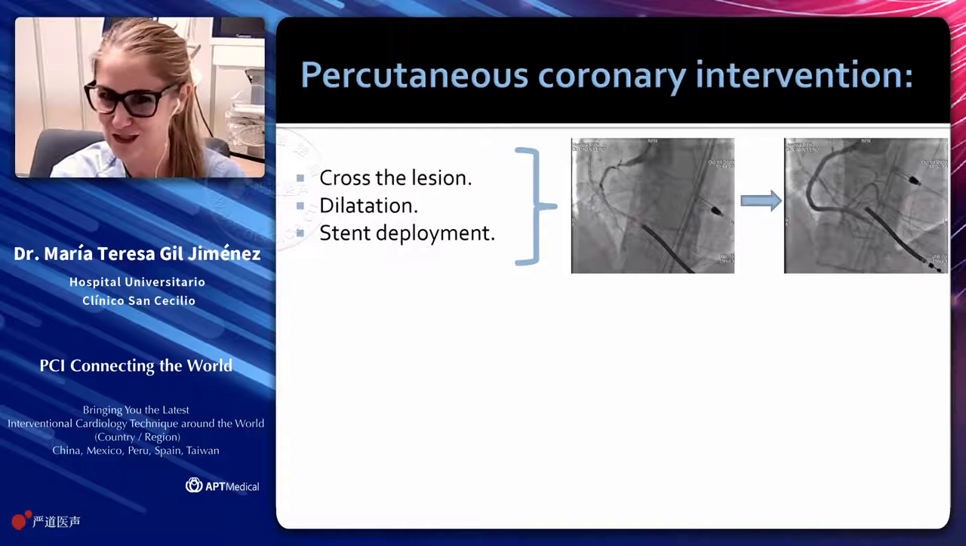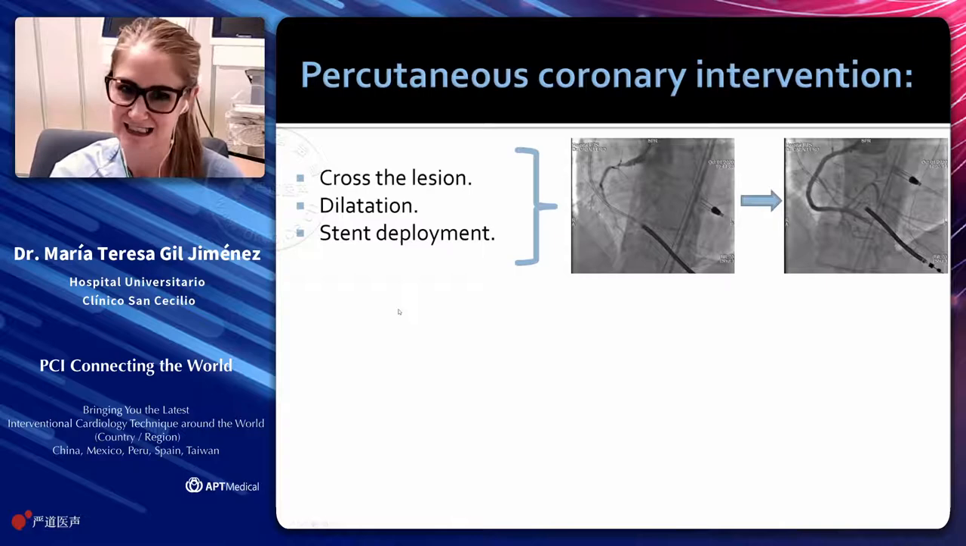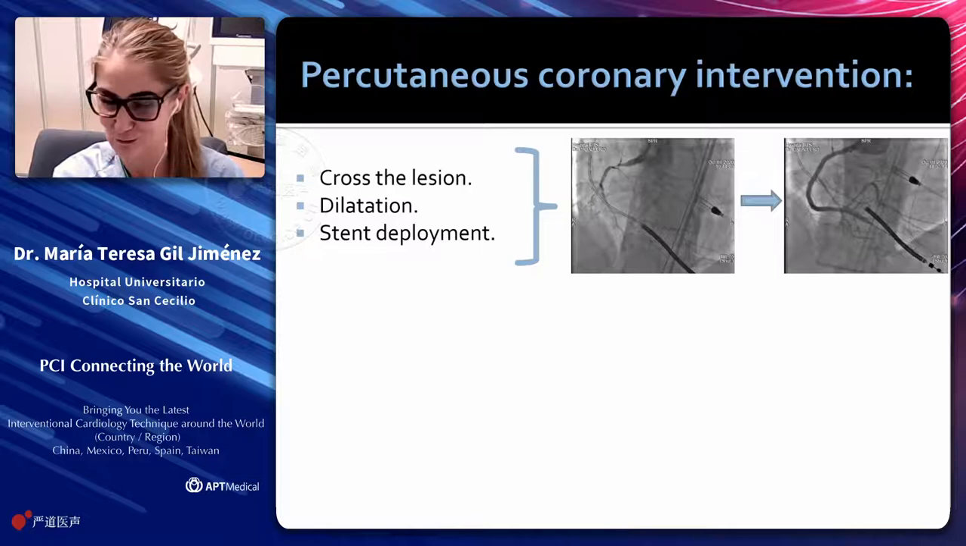The next step will be the dilatation. A good preparation of the lesion is essential. The next one is the stent deployment. It seems like the last step, but it is not always the end of the angioplasty. Optimal stent deployment is necessary to minimize the likelihood of deep procedural complications and stent restenosis.